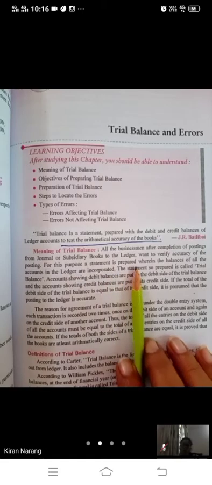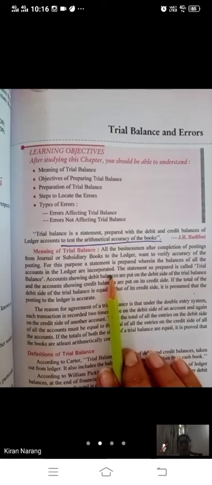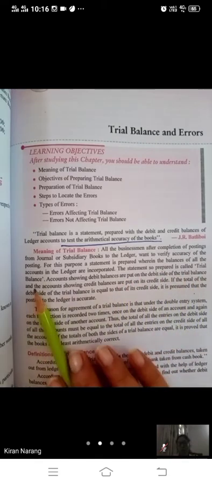All the businessmen, after completing the posting from journal or subsidiary books to ledger, want to verify the accuracy of the posting. For this purpose, a statement is prepared wherein the balances of all the accounts in the ledger are incorporated. We have taken all the balances of all the accounts. The statement so prepared is called a trial balance.